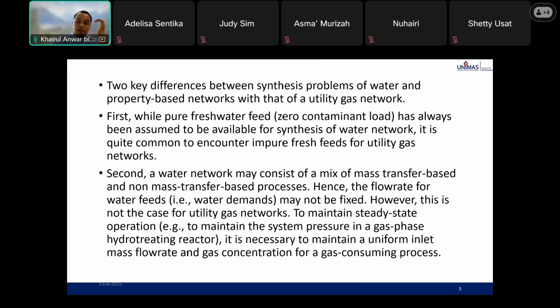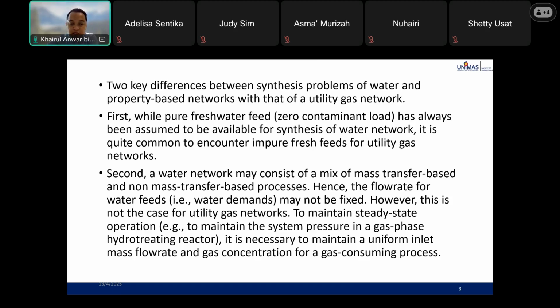There are two differences between the synthesis problem of water and property based networks and the gas network. While pure freshwater feed without contaminant has always been assumed to be available for synthesis of water networks, it is quite common to encounter impure fresh feed for gas networks. So this is one key difference between water cascade analysis and gas cascade analysis. The second is the water network may consist of a mix of mass transfer based and non-mass transfer based processes. Hence, the flow rate of water feed for demand may not be fixed. However, this is not the case for the gas network.